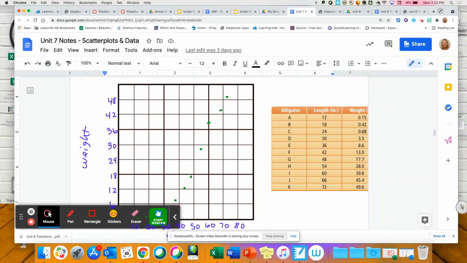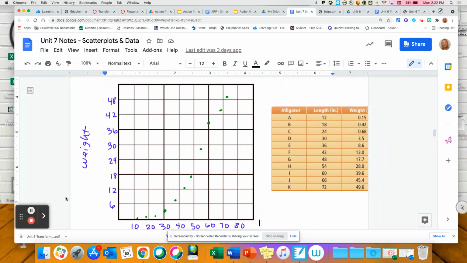All right, so today we are going to discuss looking at scatter plots and what these scatter plots actually tell us. So I've already plotted the information from our table, and the information that they're talking about is different alligators, their length, and the weight of those specific alligators.